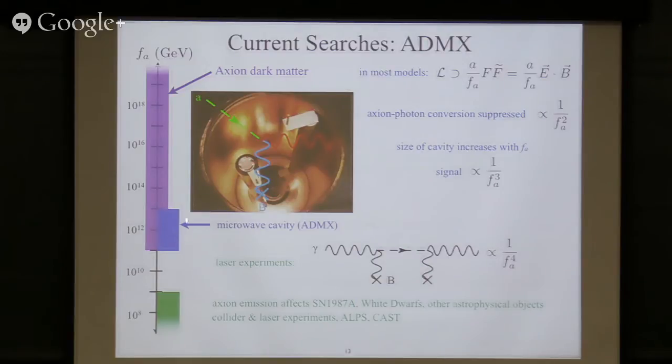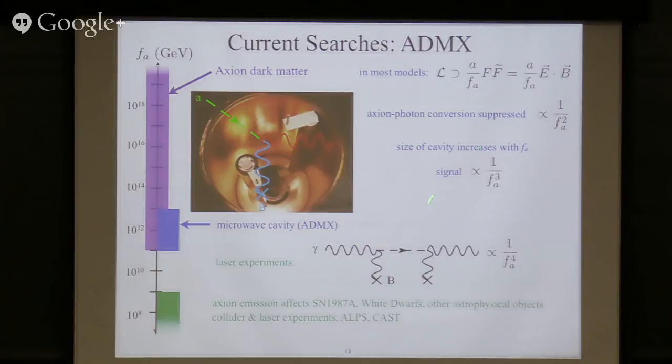However, as f becomes lower, the axion wavelengths get really long. For example, at about 10 to the 16, you're talking about kilometer-sized cavities. That's just very hard to do. That's why they can't do that. So if you have a cavity of fixed size, but your axion wavelength gets larger and larger, your conversion probability takes a big hit.